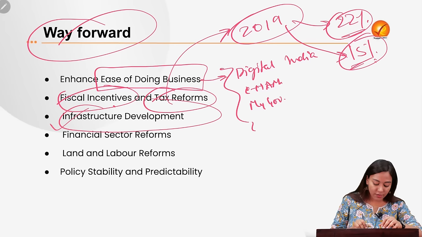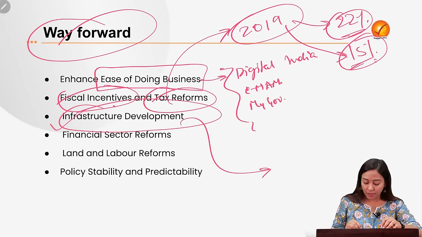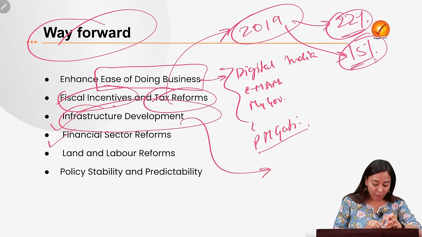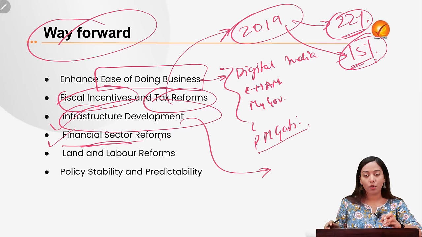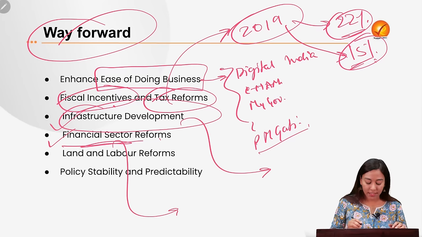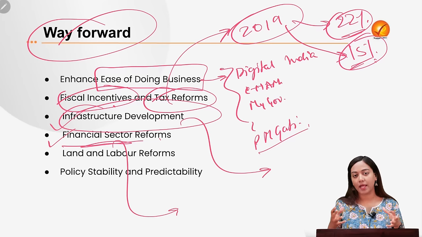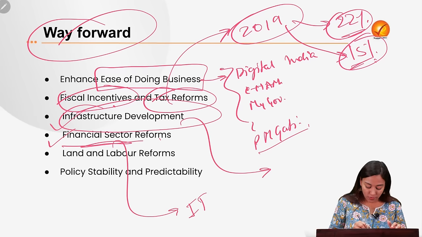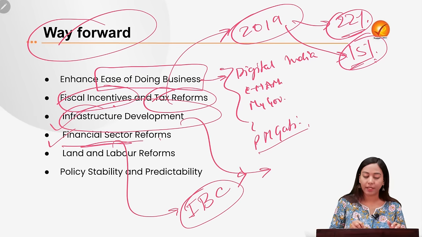Next is the infrastructure development. For infrastructure development, the government has taken up the PM Gati Shakti scheme, building logistics, the National Pipeline Project. Then we have got financial sector reforms as well, and we want more of them. But some of the financial sector reforms, like doing away with the NPA, the non-performing asset problem, the bad loan problem, are done with the help of the Insolvency and Bankruptcy Code of the Government of India, right?